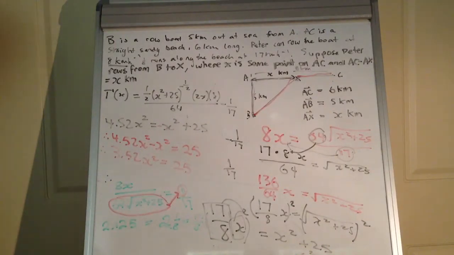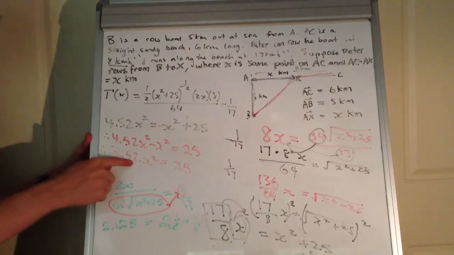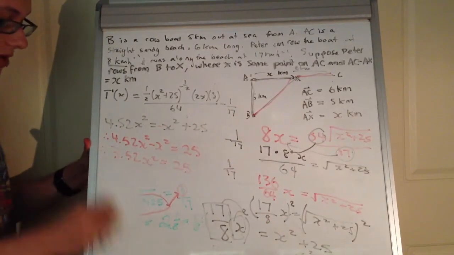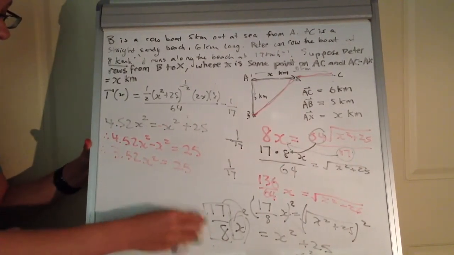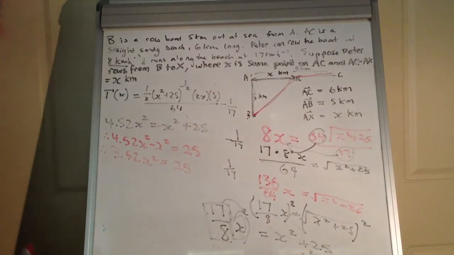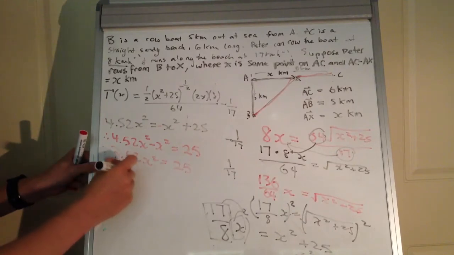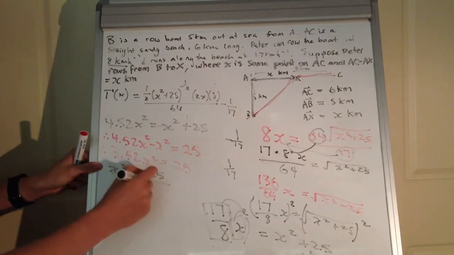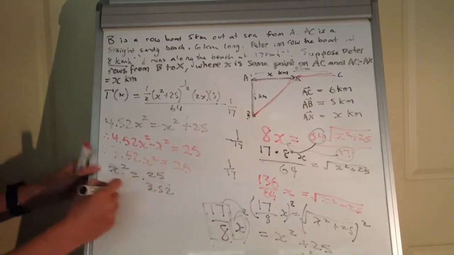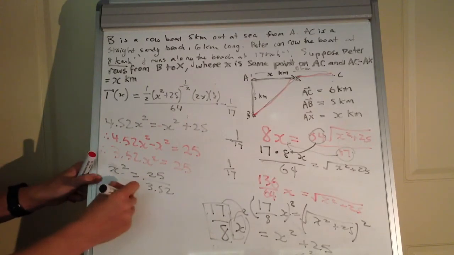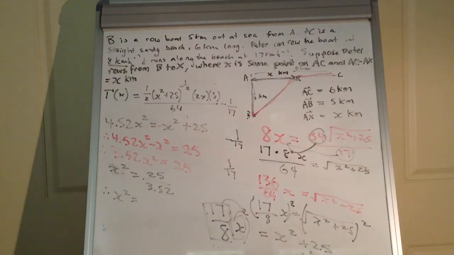And then what we do is we take this 3.52 as a coefficient, and we move it from the numerator on the left-hand side to the denominator on the right-hand side. So we have x squared equals 25 on 3.52. So therefore x squared should be roughly 7.11 from memory. So we have 25 divided by 3.52, and we get 7.1.